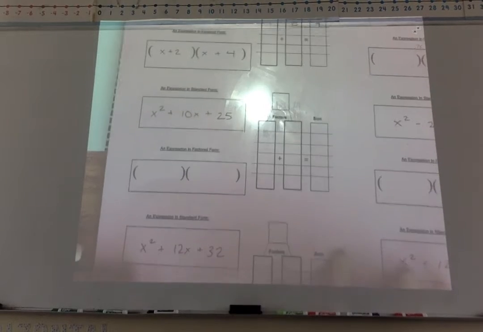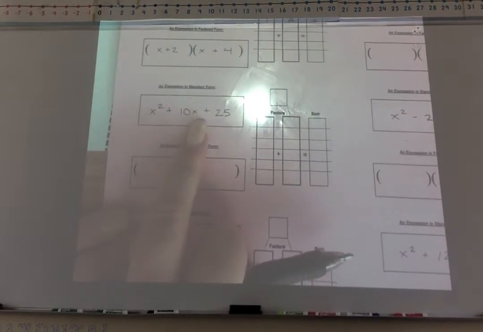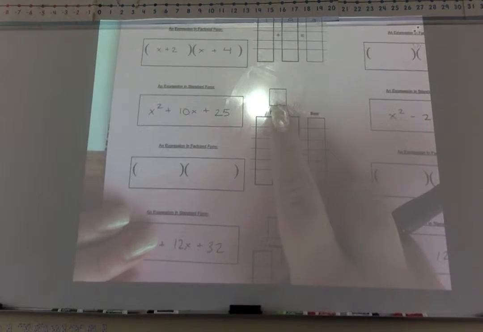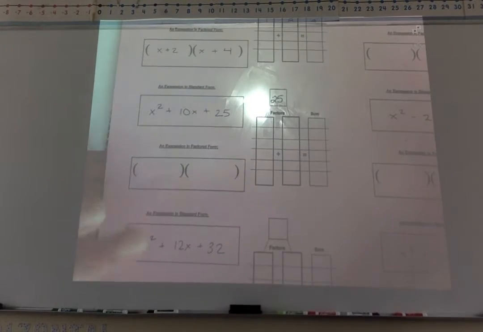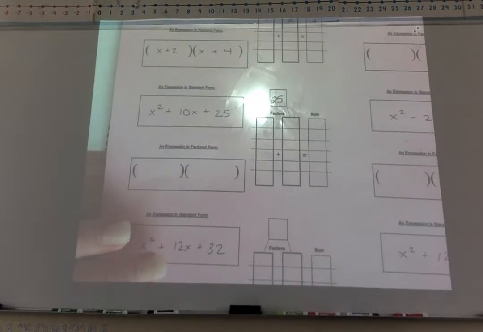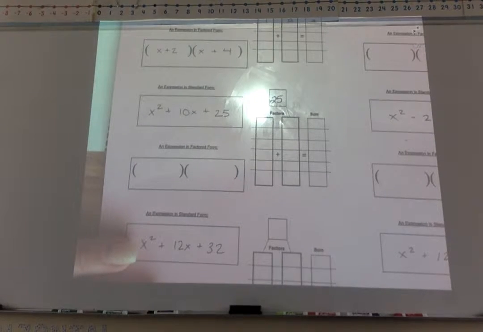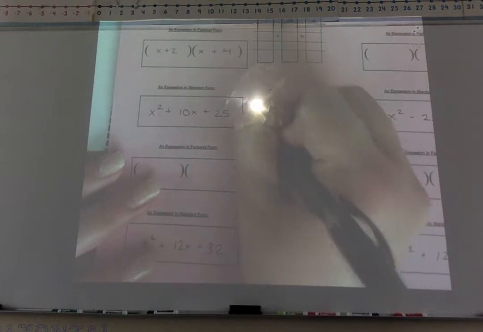So now we're going to do this next one, where we have x squared plus 10x plus 25. Which number is going to go in our factor box? 25. All right. So let's go through the factors of 25. Someone give me the first set. 1 and 25.